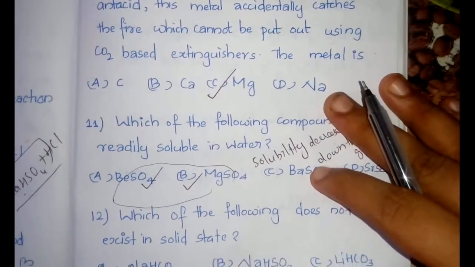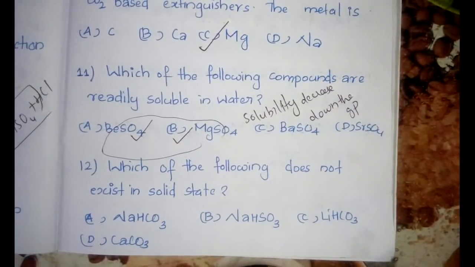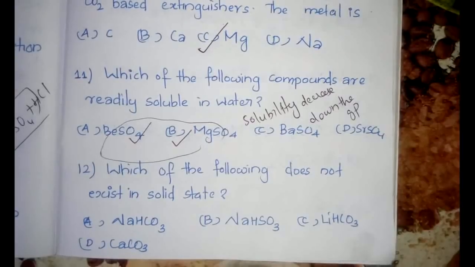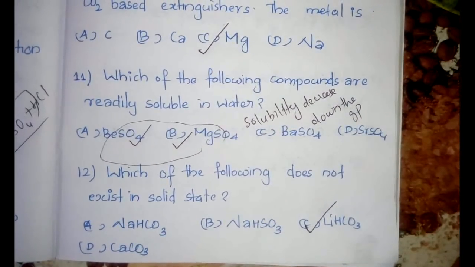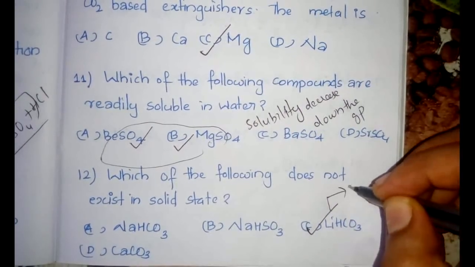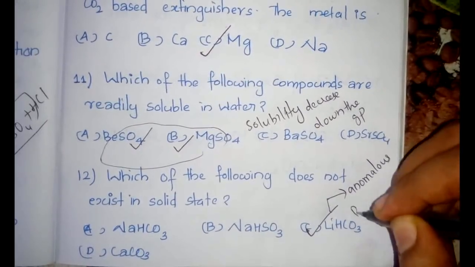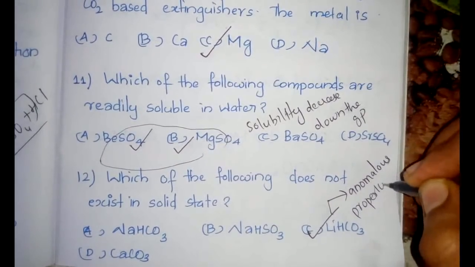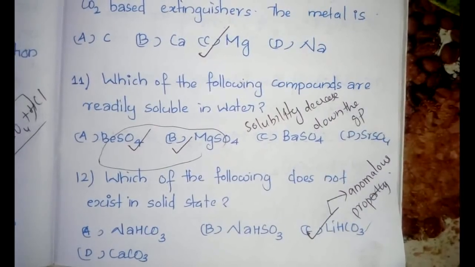So option A and B are both correct. Next, the 12th question is which of the following does not exist in solid state? Here the answer is LiHCO3. It is because of the anomalous property of lithium that it does not exist in the solid state. So that's the answer of the 11th question.